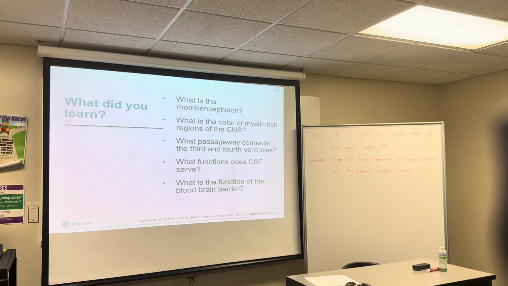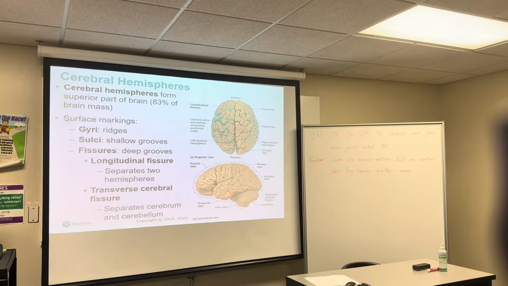Okay. Now let's start talking about the largest part of your brain, which is called the cerebral hemisphere. Your cerebral hemisphere forms the superior part of the brain, which is 83% of the brain mass. When we say cerebral hemisphere, what do we mean by that? We are talking about all the different lobes, right?